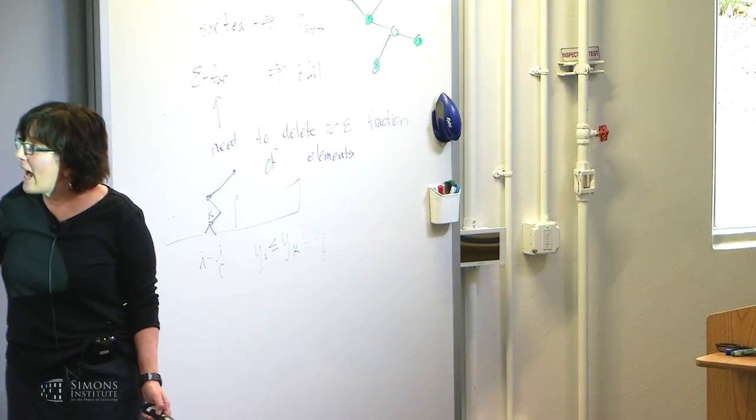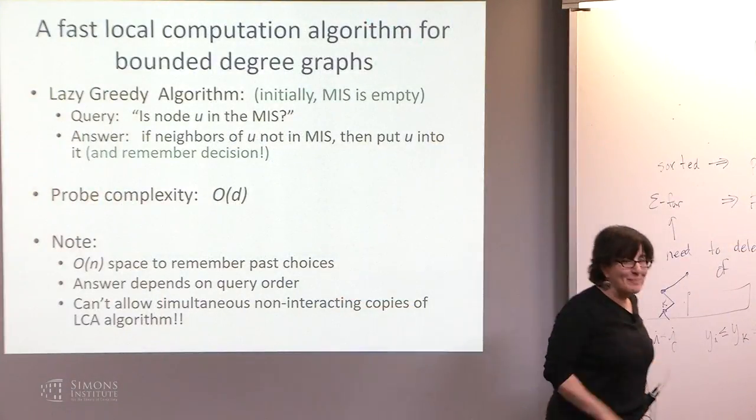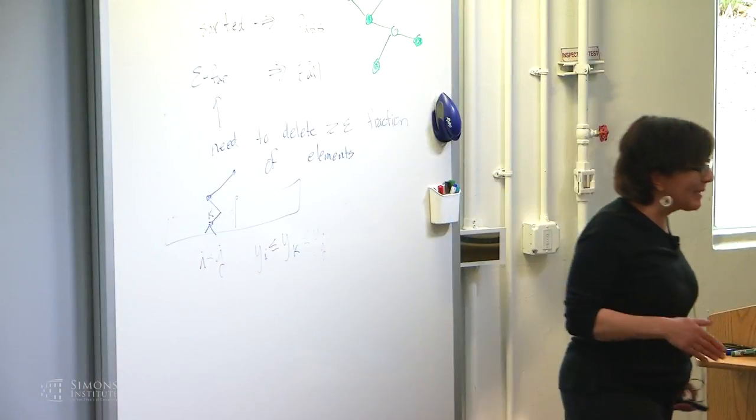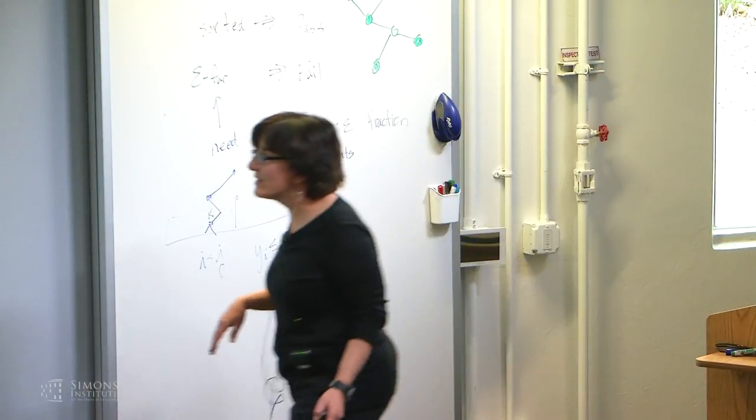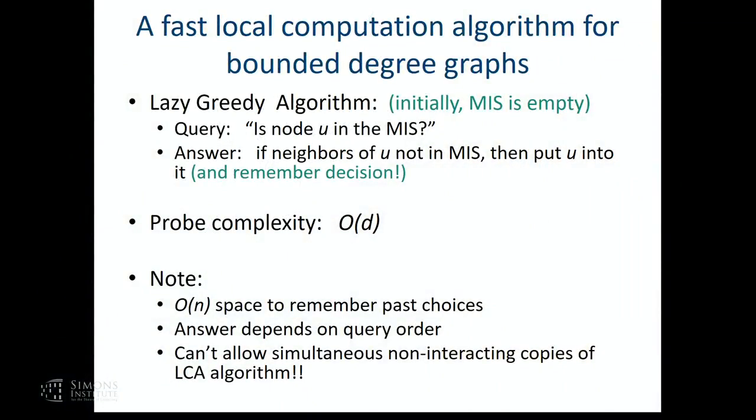But I have to remember my past choices, and furthermore, Sampath asked the question, what do you mean by the maximal independent set? There may be many maximal independent sets, and in particular, the maximal independent set I choose this way is going to depend on the query order, which is sort of a weird thing to do.